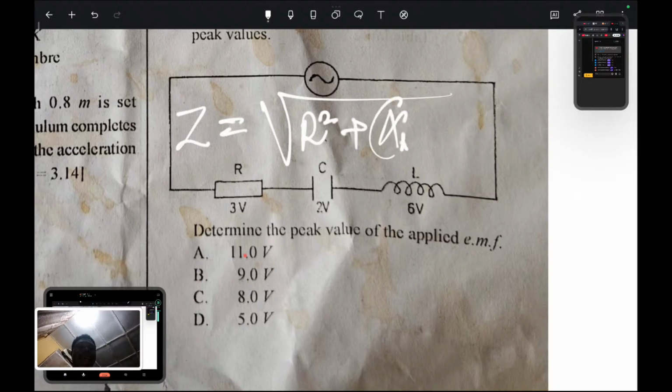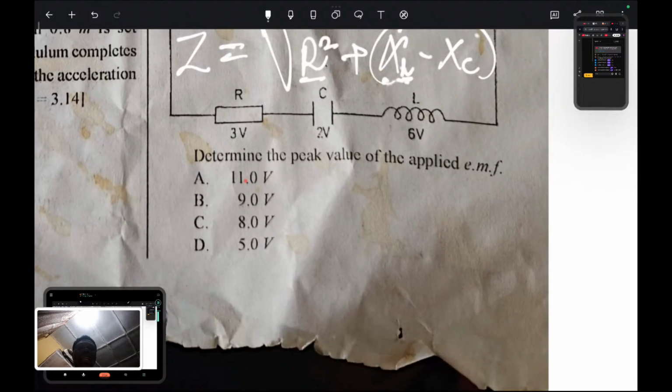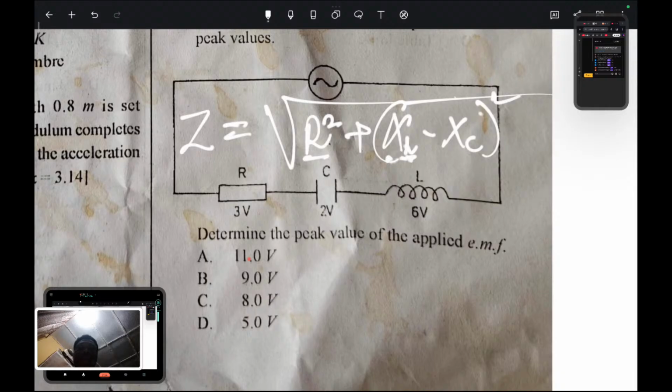Plus, open bracket, what? XL minus XC, all squared. So this is resistance, this is inductive reactance, this is capacitive reactance. If time permits, I'm going to show you how this particular formula is gotten. Is that clear? Basically, this is the formula we are going to transform, because we are now given these values not in ohms, farad, or Henry, but in volts. So because of that, we will now convert this.